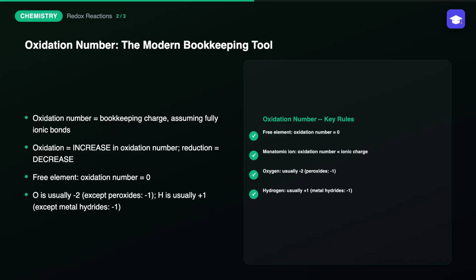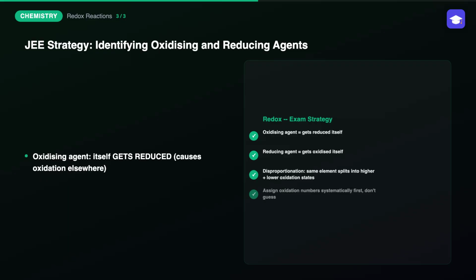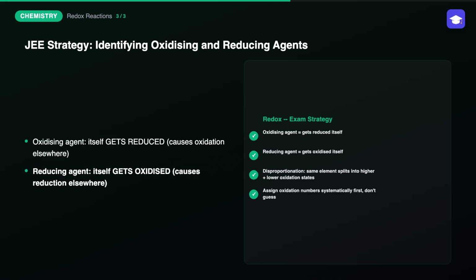The single most frequently tested JEE skill is identifying the oxidizing agent and the reducing agent in a given redox reaction. The oxidizing agent is the species that gets reduced itself, gaining electrons and causing something else to be oxidized, while the reducing agent is the species that gets oxidized itself, losing electrons, and causing something else to be reduced. This naming convention confuses many students at first, since the agent's own name describes what it causes, not what happens to it.